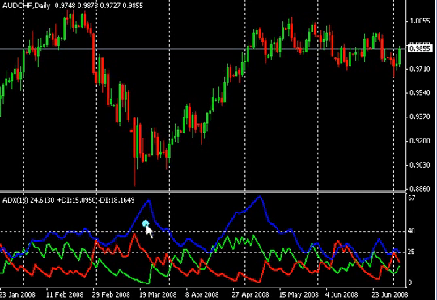Then we've got 2 other lines on this chart. We have the green line, which is the positive directional indicator, and the red line, which is the negative directional indicator. They will actually call these plus DI and minus DI. So basically, you get to see on one chart the bulls and the bears fighting it out, right? And then we can correlate this to price action as well.